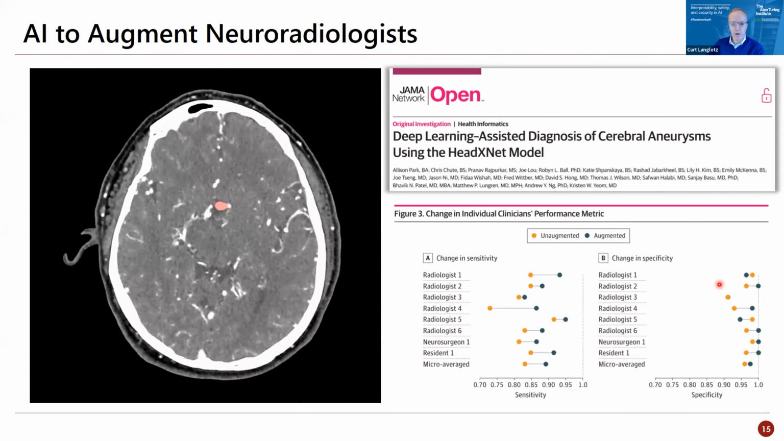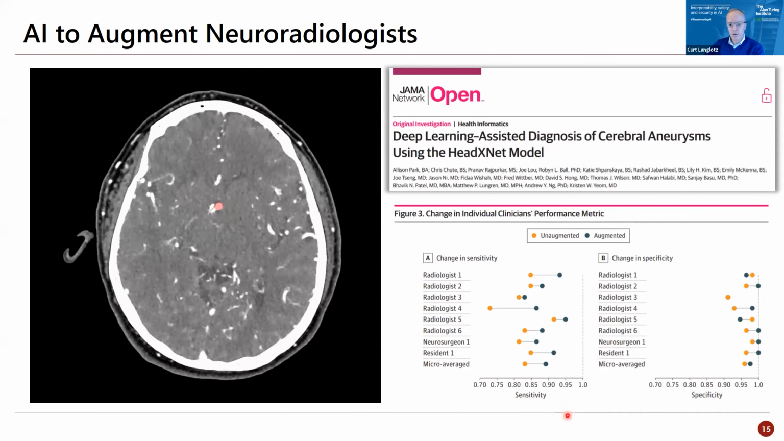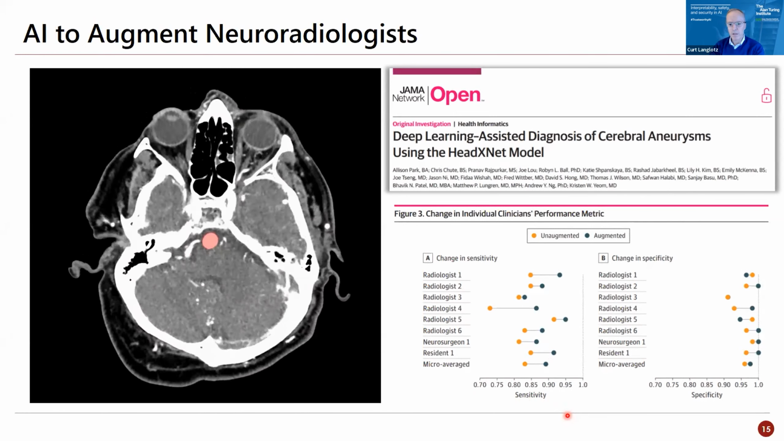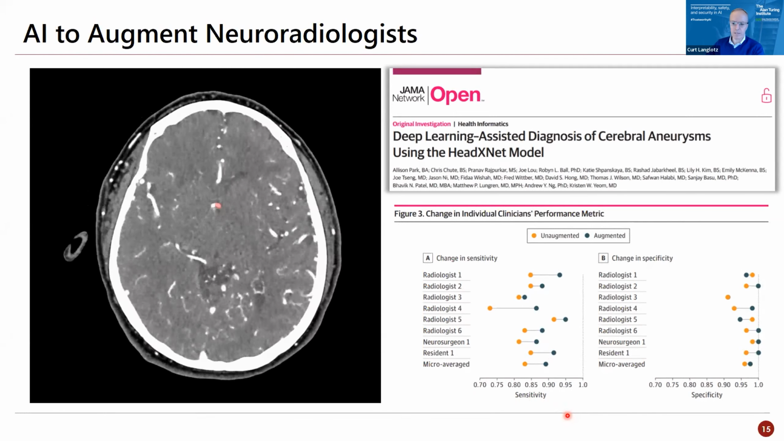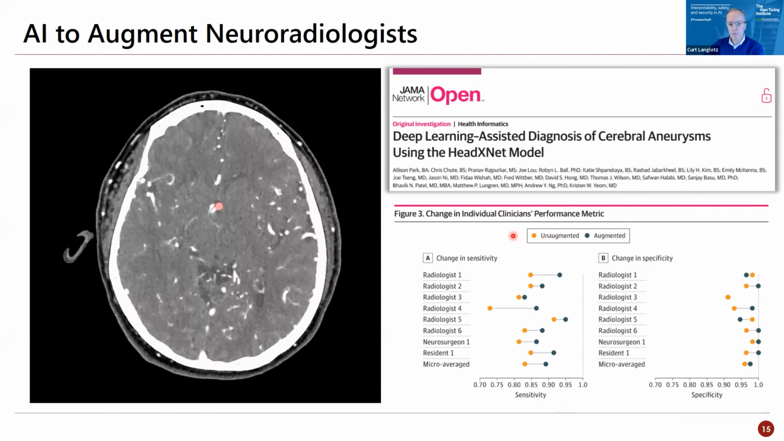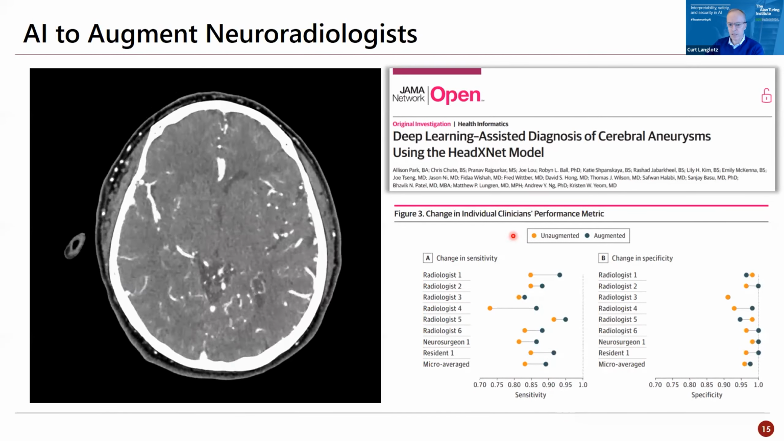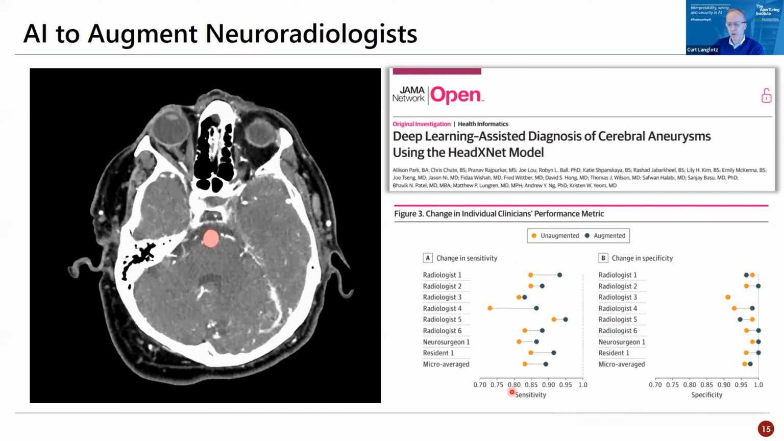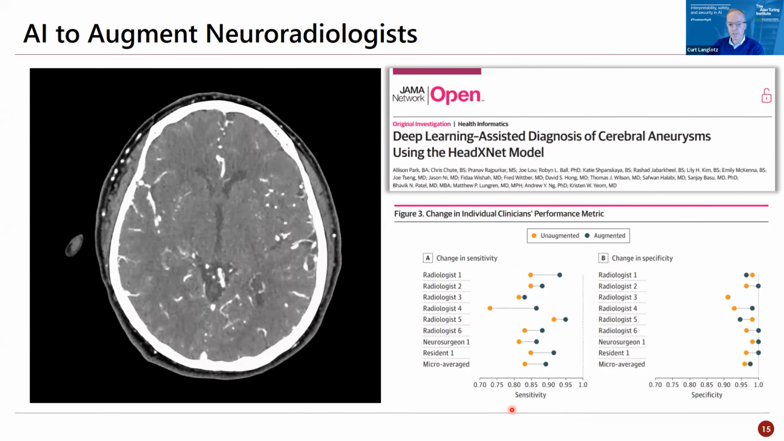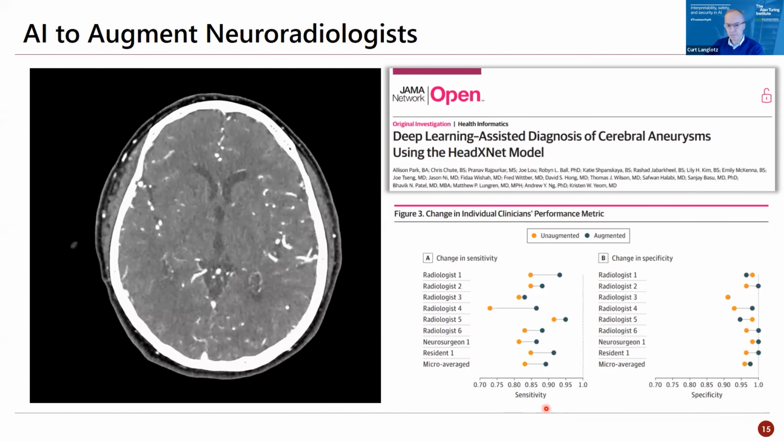And so rather than compare the algorithm to the human, her group compared humans augmented and unaugmented. So the orange dots here are humans interpreting these studies without the algorithm, the blue dots with the algorithm, and you can see that for sensitivity and specificity, the algorithm is causing improvements in those for the most part across the board for radiologists and neurosurgeons.